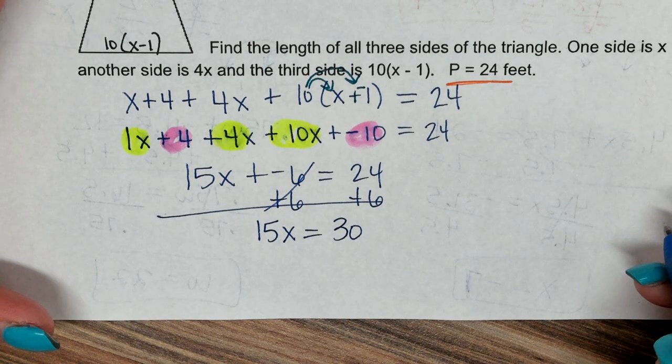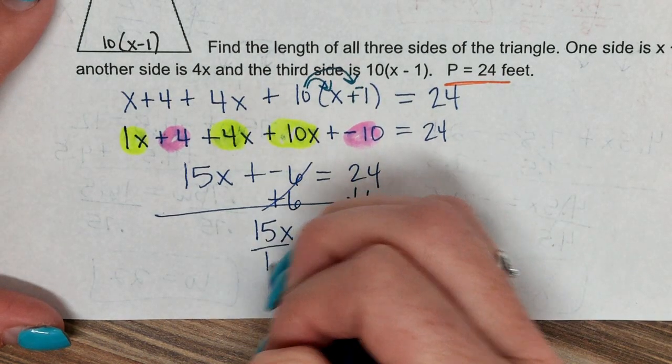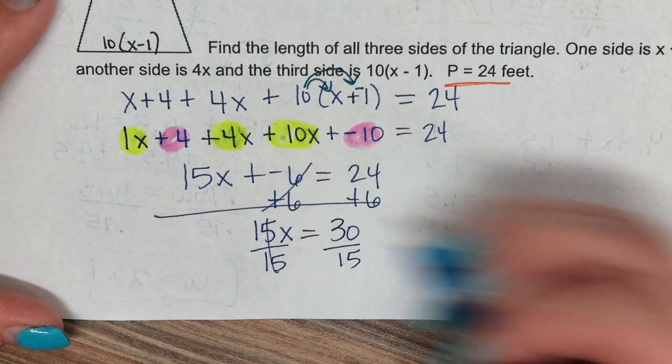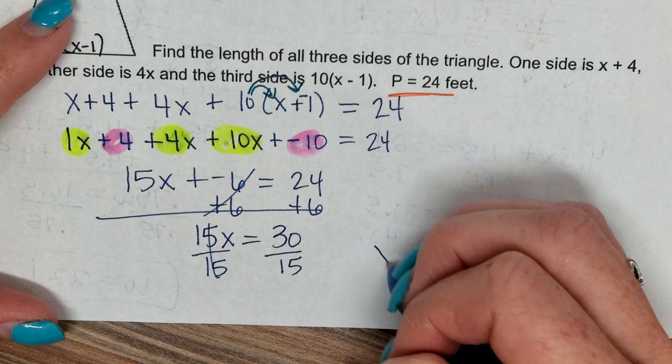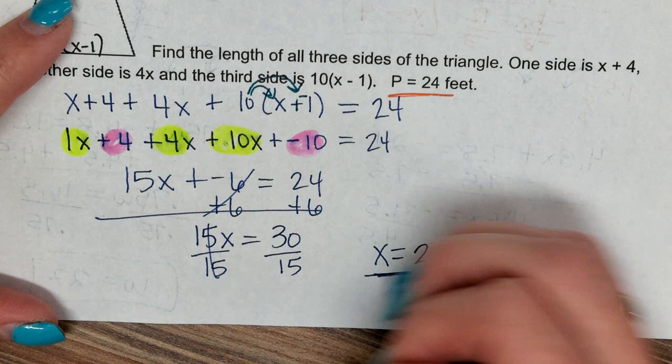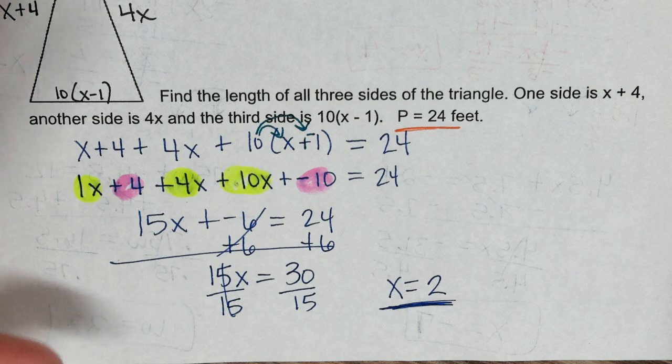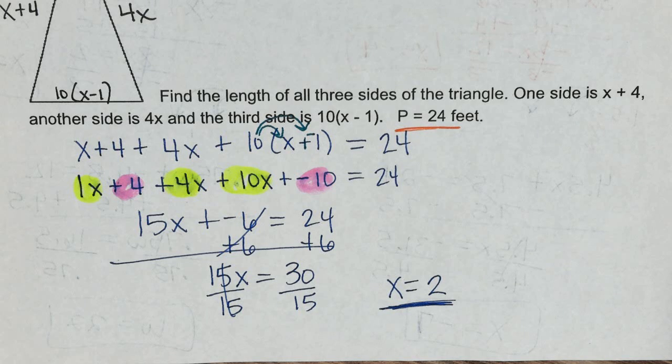Then I'm going to get rid of the coefficient by division. And 30 divided by 15 is? Now, am I done? What did the question ask for? Did I find the side lengths or did I find x? So am I done? No. It wants the side lengths.